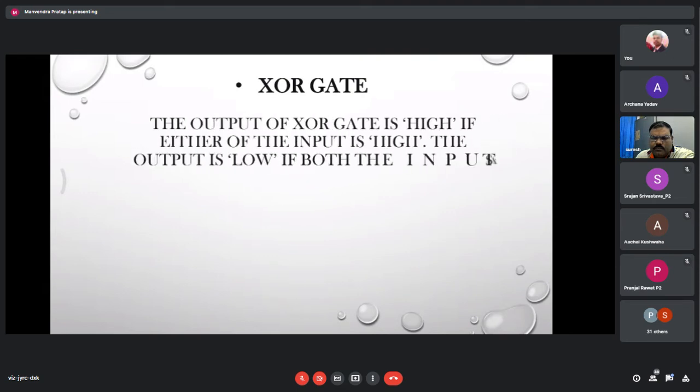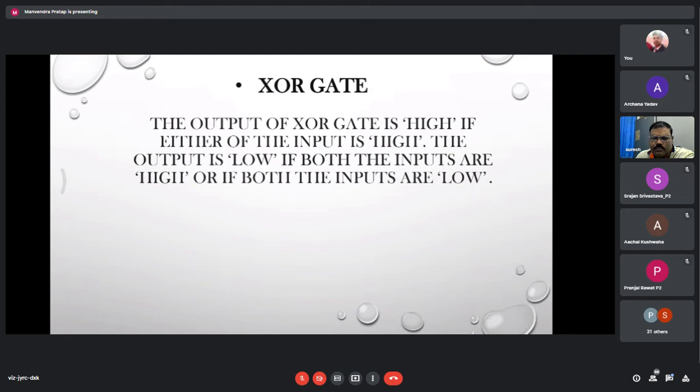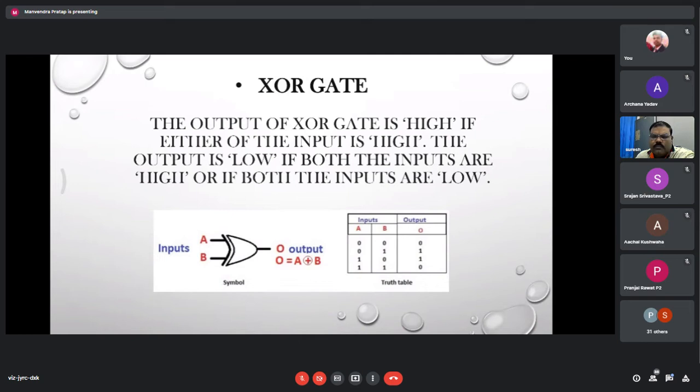Exclusive OR gate. The output of an exclusive OR gate is high if either of the inputs is high. The output is low if both the inputs are low, or if both the inputs are high. Here is the symbol of the XOR gate, and its truth table.